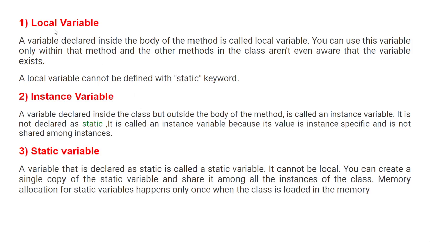So there are three types of variable. This is the local variable. A local variable means we have a method, and any variable declared inside the body of the method is called a local variable. We can use this variable only within the method, not outside the method. The variable is limited to this method only, so that's why it's called a local variable. It cannot be used outside the method.